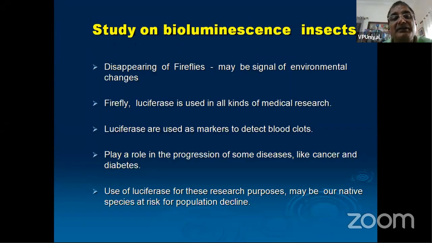But what is the cause of decline? These fireflies are disappearing, maybe beginning from environmental change. Fireflies, certainly luciferin, is used for all kinds of medical research. Luciferase is used as a marker to detect blood clots. Luciferase is a compound that reacts with oxygen and blinks the light. They play a role in tracking the progression of diseases like cancer and diabetes. Maybe people are collecting them and using luciferase for research purposes. Maybe our native species are at risk of population decline.